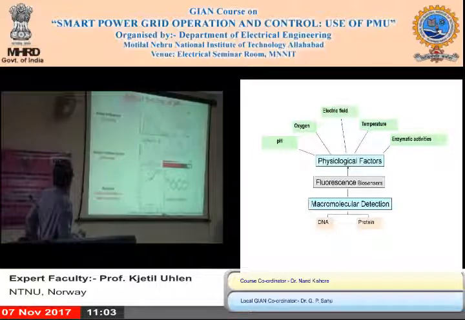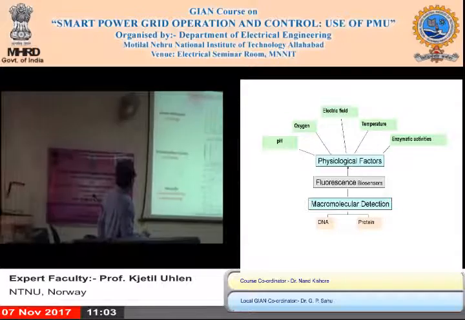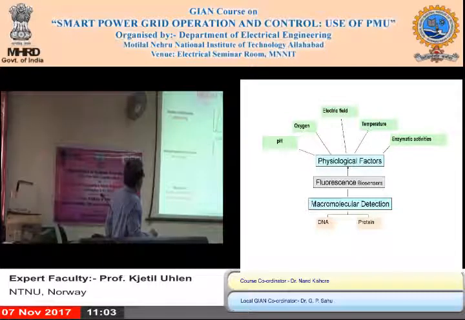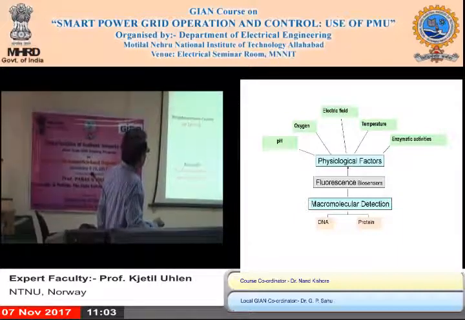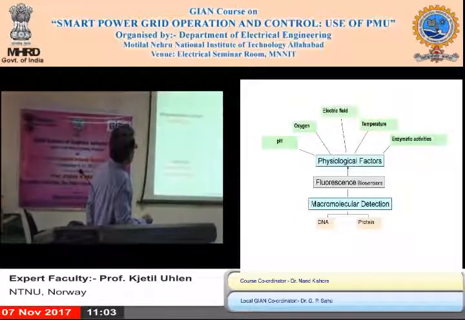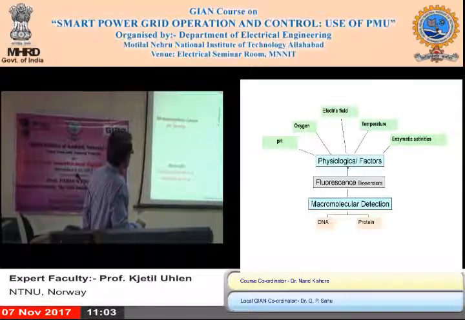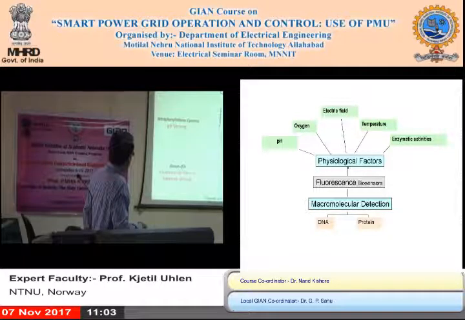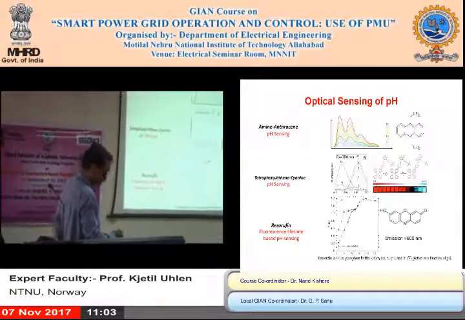So here there are some dyes. Amino anthracene is a pH sensing dye. So its spectrum is very much dependent on the pH. As you can see, from 9.5, which is very alkaline, it goes to very acidic, and you can see a change in the fluorescence spectrum. Okay, this is another dye, where not the intensity changes, but the lifetime changes. And by doing lifetime imaging, you can map out the domains of different pH. Okay.